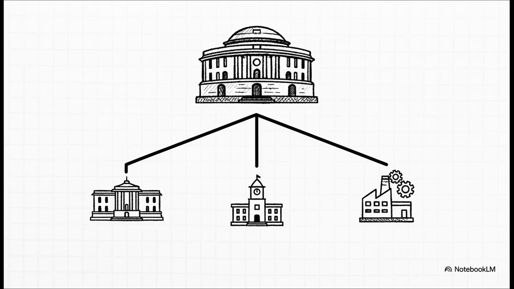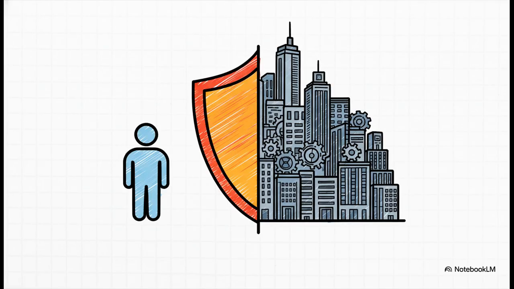Okay, so to really understand the shield, you need to know who you're being protected from. The Constitution defines the state in a really broad way. We're not just talking about the central government in Delhi. It's everyone: parliament, your state government, all the way down to your local city council, and even companies run by the government.